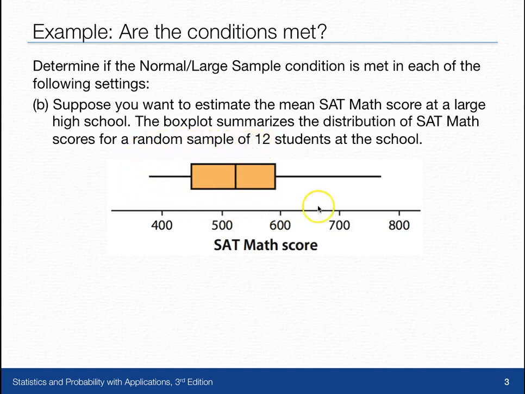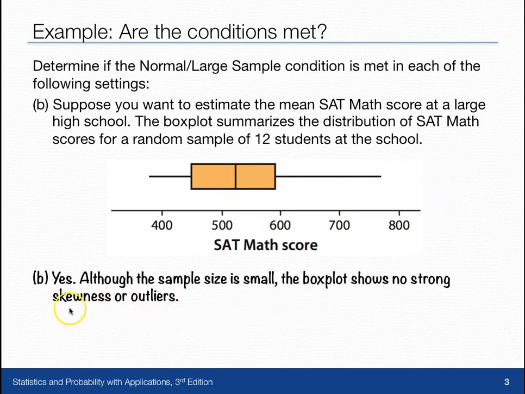And in this case, the graph of the sample data doesn't show strong skewness, and we don't see any outliers here. So for part B, we'd say yes, the normal large sample condition is met because even though this sample size is small, the box plot doesn't show any strong skewness and there aren't any outliers.